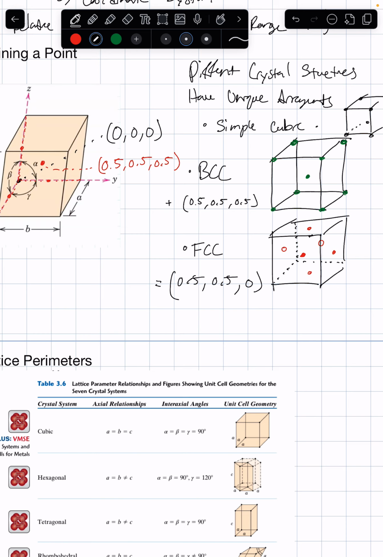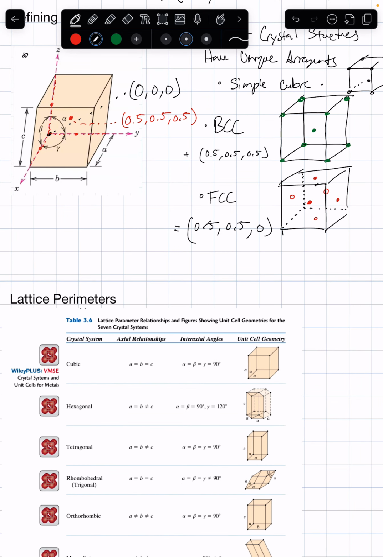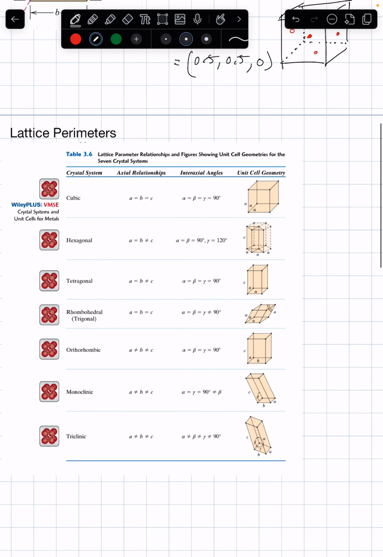we describe the overall shape of the unit cell. This is where the lattice parameter comes in. And so if we think about the lattice parameters, that can be found, like I said before, textbook table 3.6. These parameters include the edge length, so ABC, which is the axial relationship. And then we think about the interaxial relationships, which are the angles. So this will be alpha, beta, gamma.